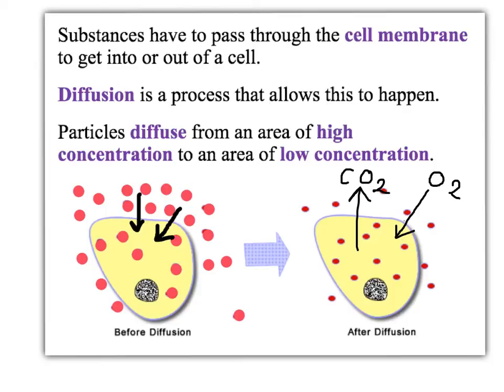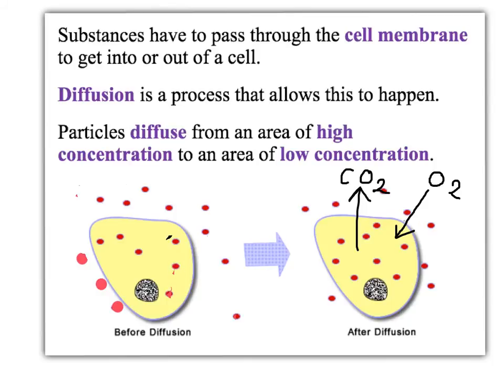Now, if you have a less steep concentration gradient, so there's less of a difference between the outside and the inside, then diffusion will happen a little bit slower.